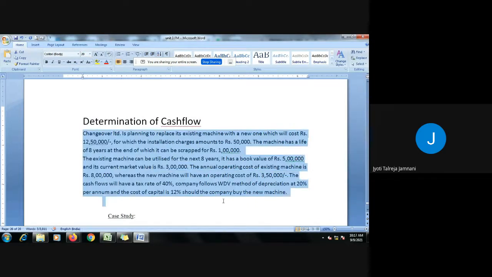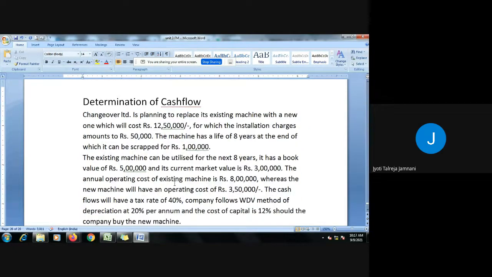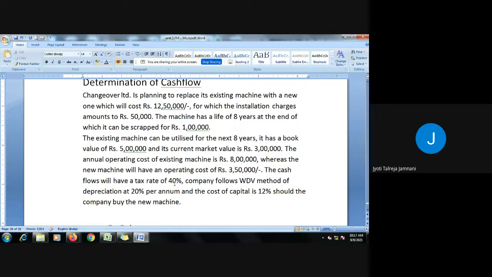So this is the question. I hope it's visible. I'll just increase the font. Changeover Limited is planning to replace its existing machine with a new one, which will cost rupees 12,50,000, for which the installation charges amount to rupees 50,000. The machine has a life of 8 years, at the end of which it can be scrapped at rupees 1 lakh. The existing machine can be utilized for the next 8 years. It has a book value of 5 lakh and its current market value is 3 lakh.